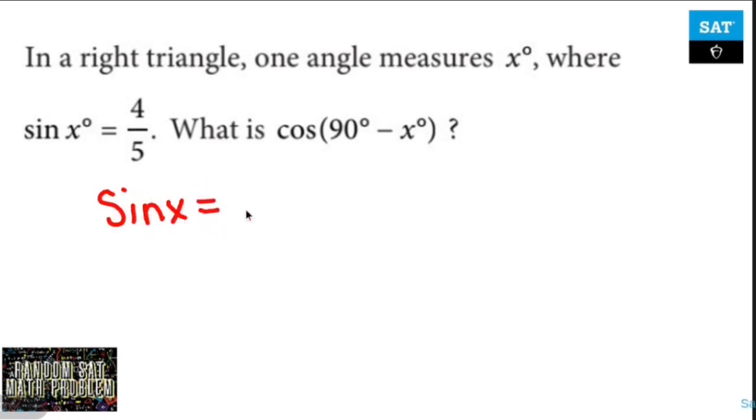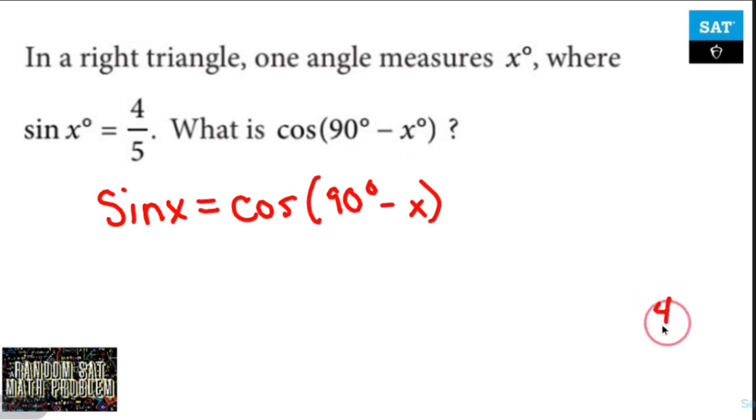There is a trig identity that says sine x is the same as cos(90 degrees minus x). And if you have that memorized, you're done. If sine x is 4/5, then cos(90 minus x) is 4/5. The answer is 4/5. Circle it, call it a day.